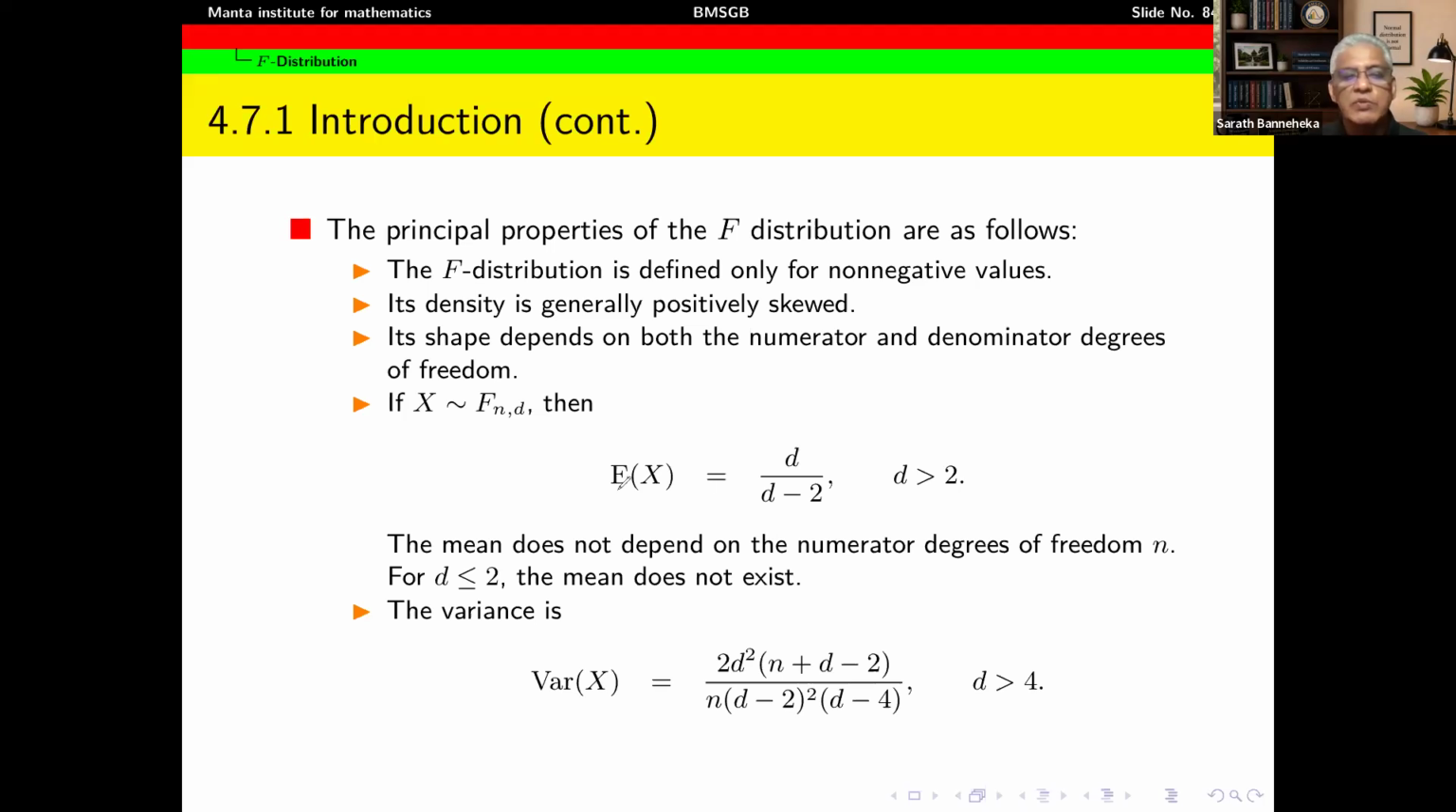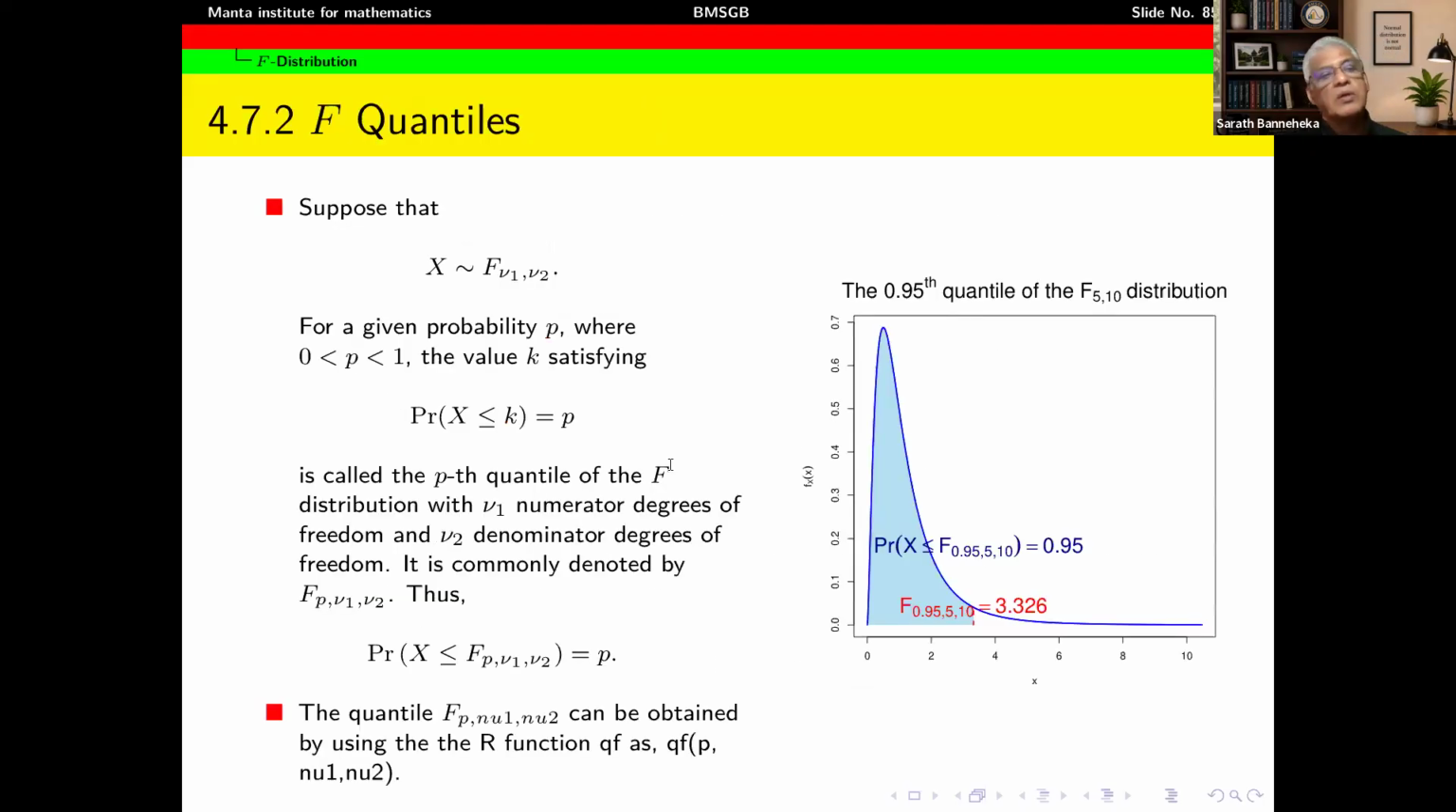So for this to be positive, D has to be greater than 2. Therefore the expected value for an F distribution with denominator degrees of freedom D is defined when D is greater than 2. Otherwise, it does not exist. The variance, on the other hand, contains both N and D, and it is a complicated equation that is not easy to remember, but that is the variance of X.